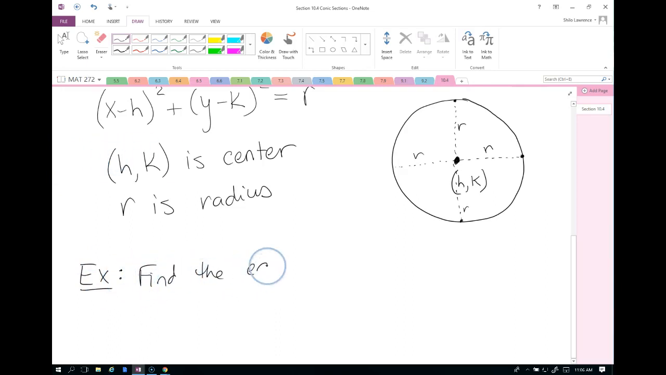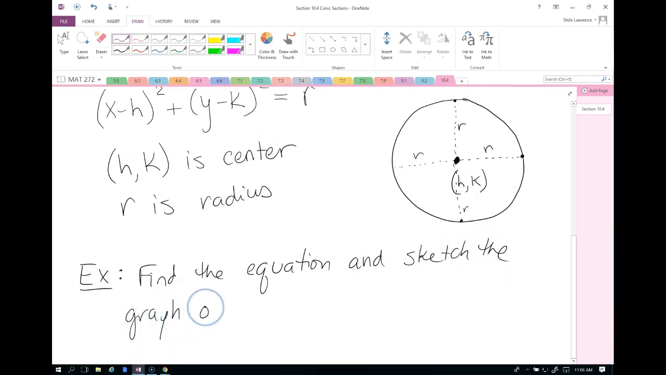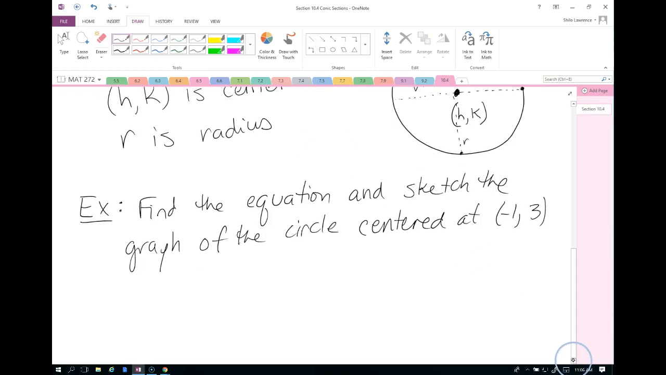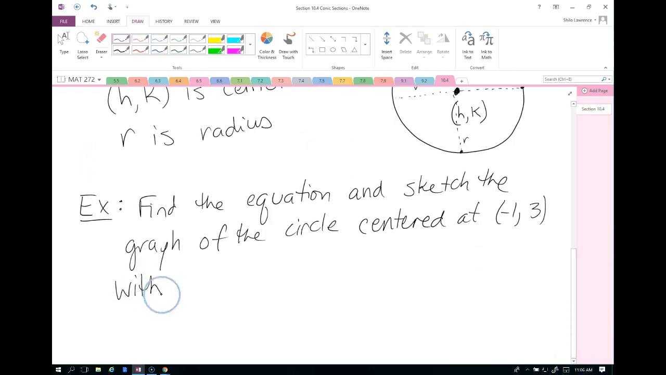So we're going to find the equation and sketch the graph of the circle centered at (-1, 3) with a radius of 2. So we're given the h, the k, and the r, and we just have to remember the formula.